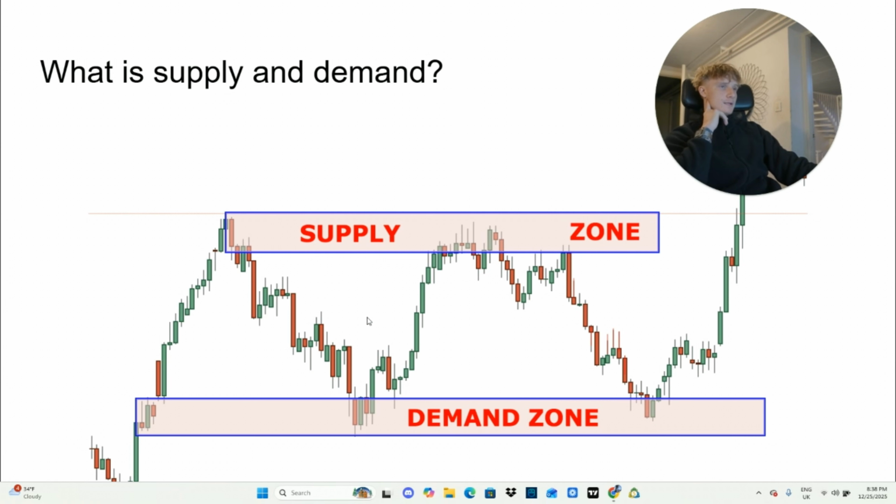Now, on the flip side, supply is the exact same, but the opposite, right? So if we see here, price was moving very impulsively, and then out of nowhere, it absolutely melted, okay?